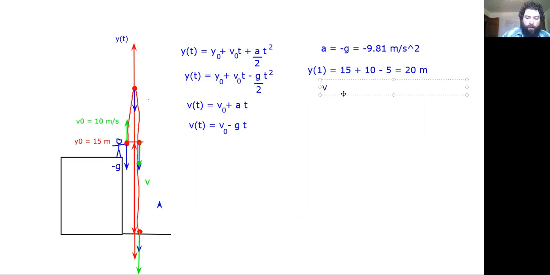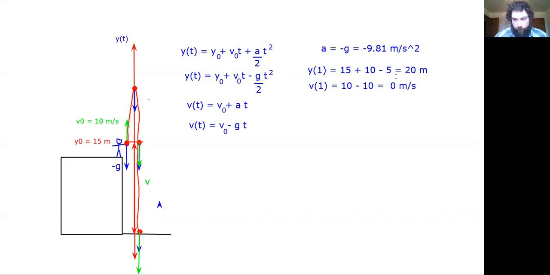So we can also figure out what the velocity is going to be at 1 second. So I have the velocity here too. That's going to be initial velocity, 10 meters per second, minus 10 meters per second squared, which is down, times 1. We know that that equals 10. And so that's going to equal 0 meters per second at 1 second.